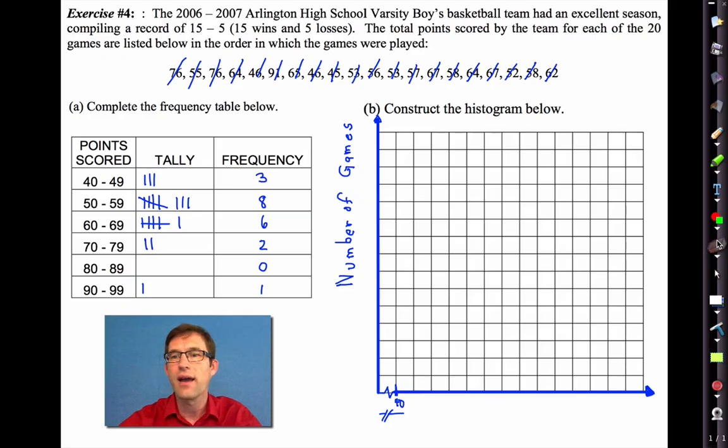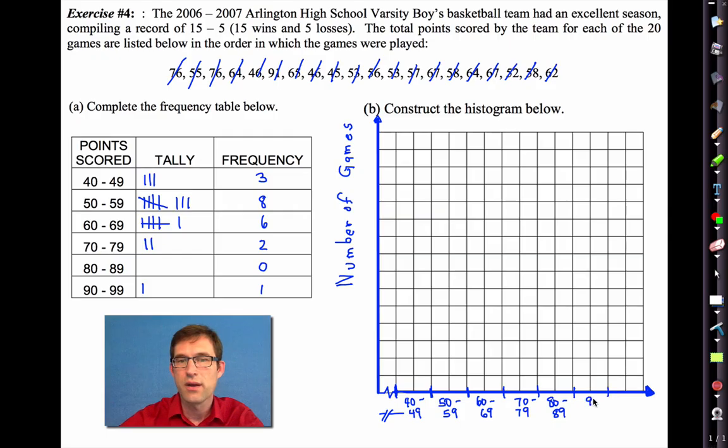Looks like I'm going to get rid of that 40, sorry for right now. Looks like I can afford 2 boxes per category, so that's going to be my first category. 40 to 49, my next category. 50 to 59, my next category. 60 to 69, the next one. 70 to 79, the next. 80 to 89, and the next one, 90 to 99.